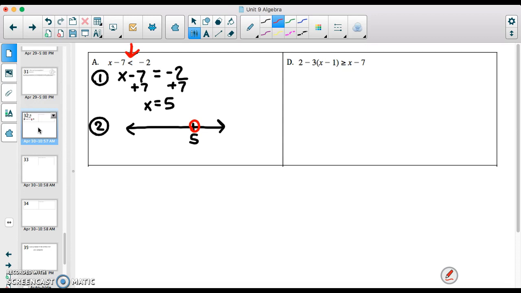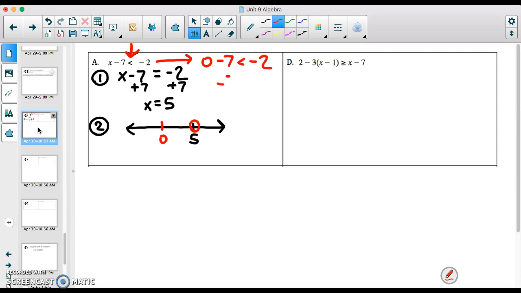I next have to decide whether I want to shade to the left of 5 or to the right of 5. How I figure out which side is the solution is I pick any point and I test it. I would try to be very strategic in the number you pick. Would we pick 489? Probably not, because that would be kind of annoying to plug in for x. I would urge you to pick something simple, like 0. So I'm going to plug that into my inequality and see if it makes it true.